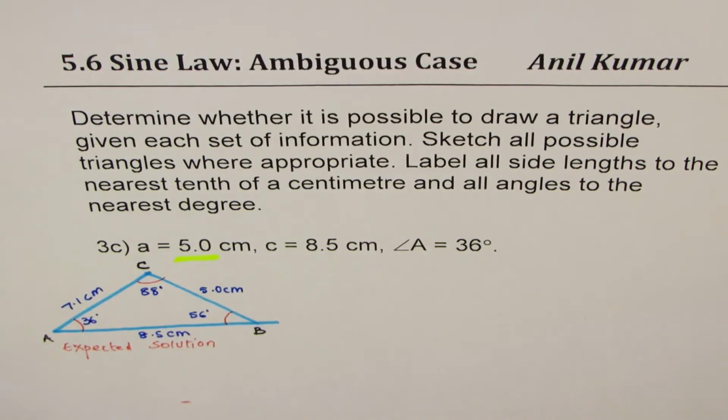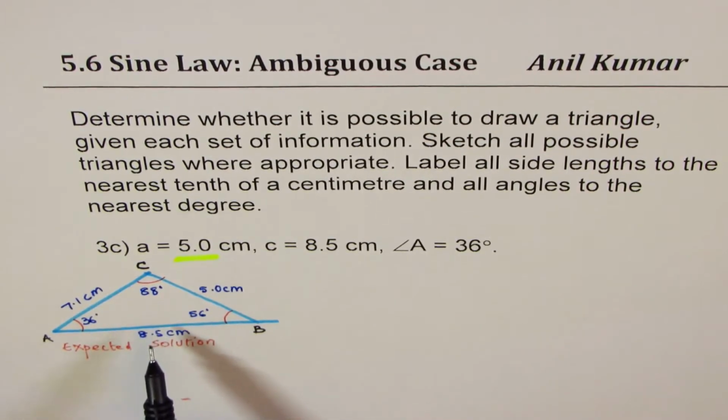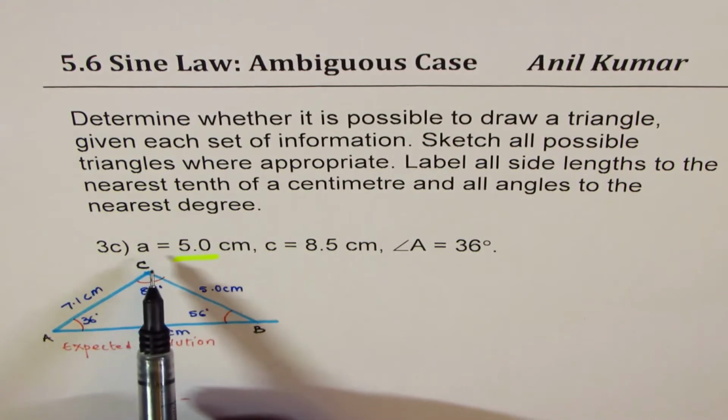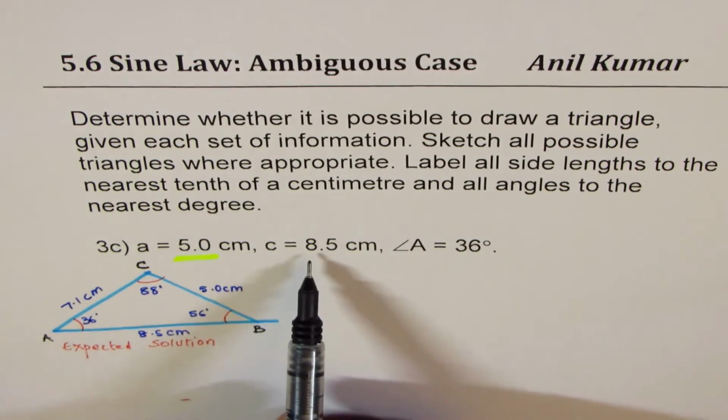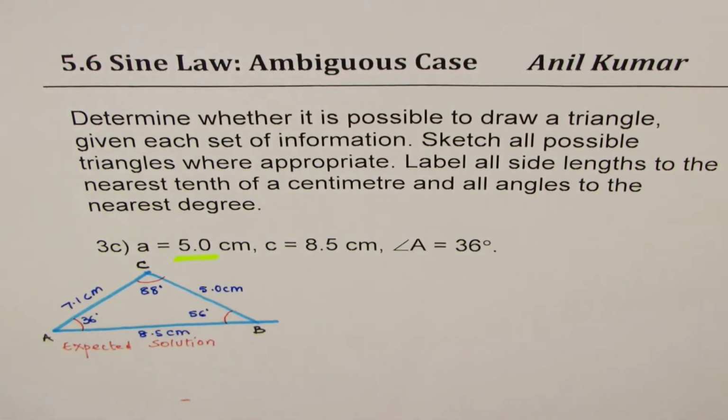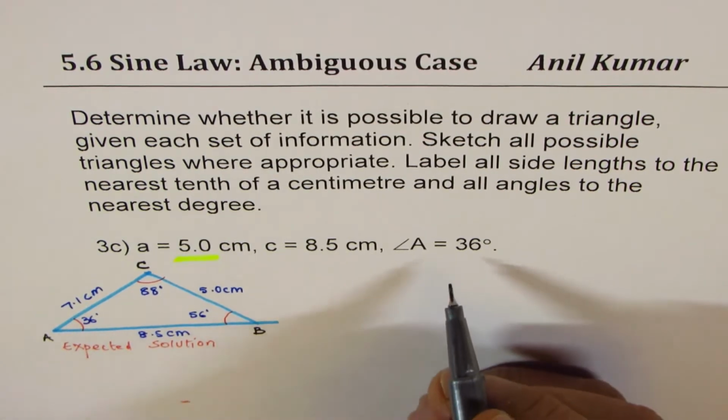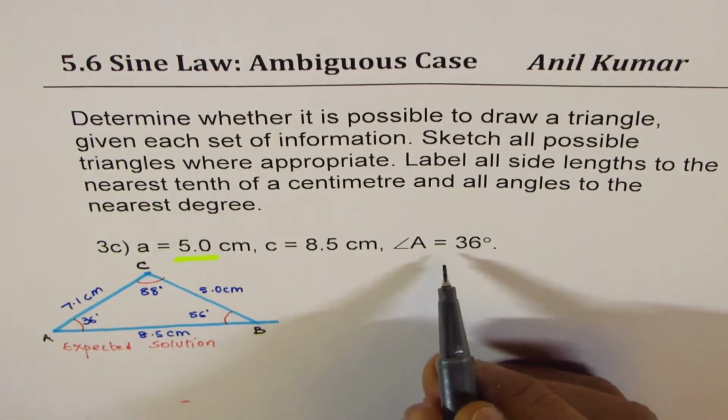Now let's get to the reason of this video. The reason is that when I also solved this, I didn't get that solution, and I have understood why. And I want to share that with you. Okay. Now we are given side a, which is 5.0 centimeters, side c, which is 8.5 centimeters, and angle A as 36 degrees. So let me first tell you how to sketch such a triangle.